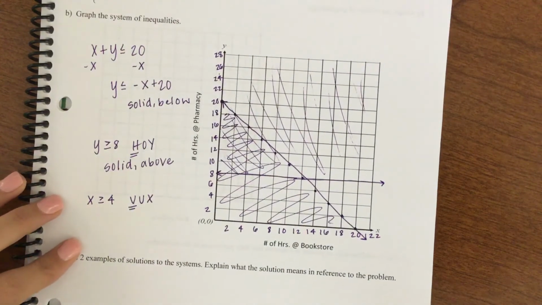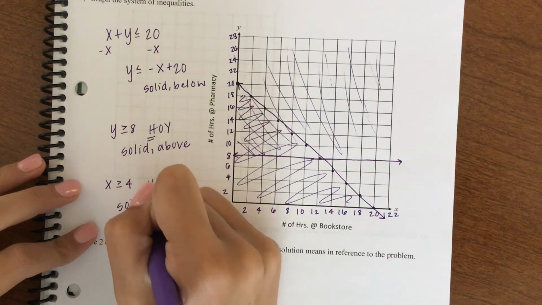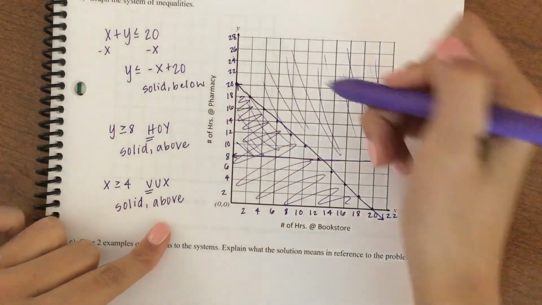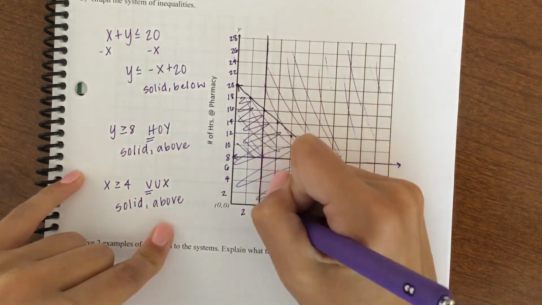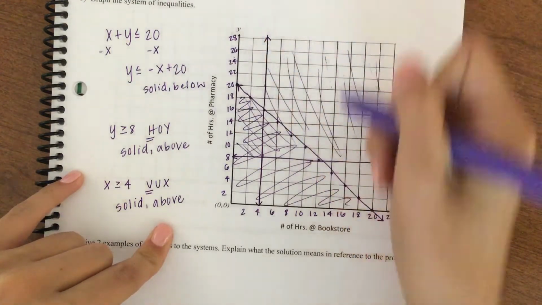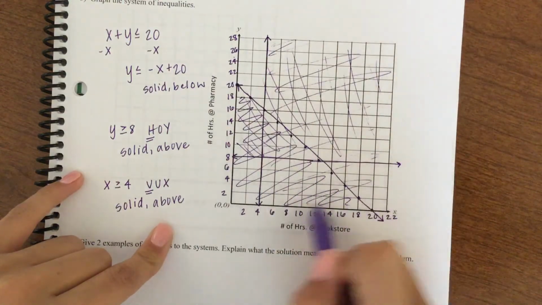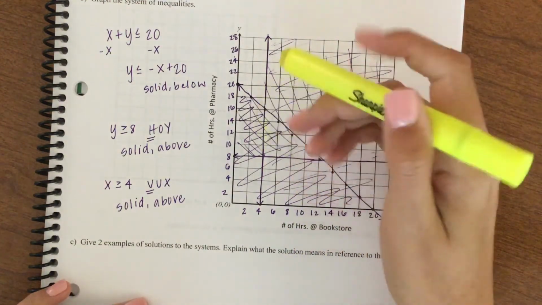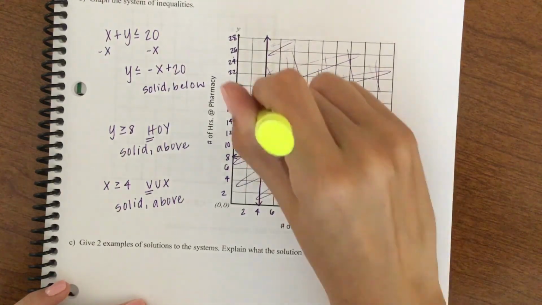X is greater than or equal to 4 tells us that we need a vertical line at x equals 4. It's solid, and we're shading above, or because it's a vertical line, we need to shade towards the positives. So we're going to shade this way. So our overlapping region is then this little triangle here.